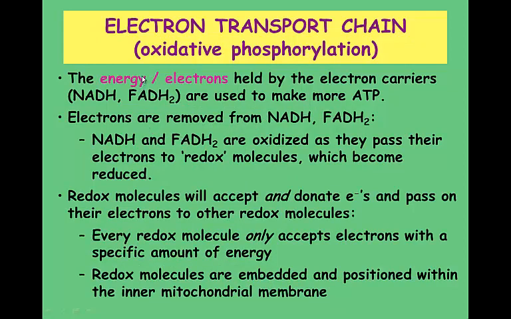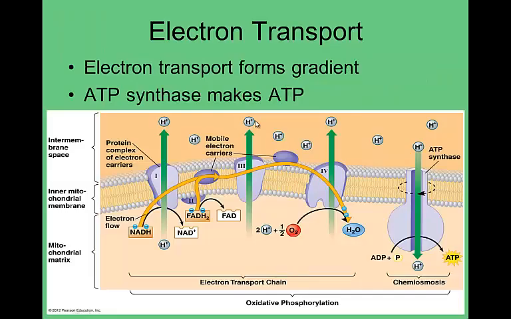Again, what we're going to do is these electrons have been reduced. We need to now oxidize them. We need to donate their electrons somewhere and use the electrons to phosphorylate, or to make some more ATPs. And that's what the electron transport chain is.